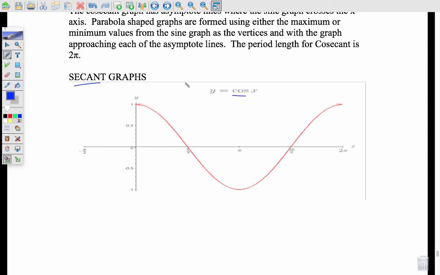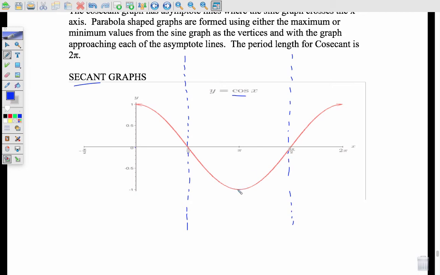But just like with the cosecant curve, anywhere this graph crosses the x-axis, the first one occurring here at pi over 2 and the second one here at 3 pi over 2, we'll have asymptote lines. Again, that means that secant is undefined at those points, so at pi over 2 and 3 pi over 2 there are no secant values.